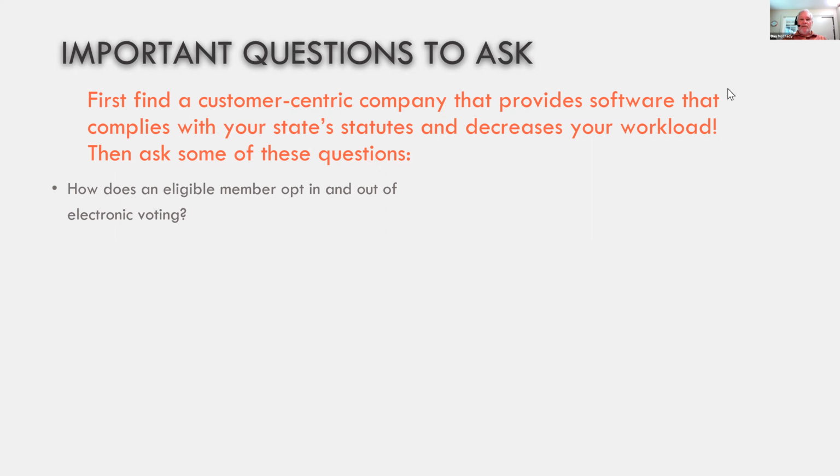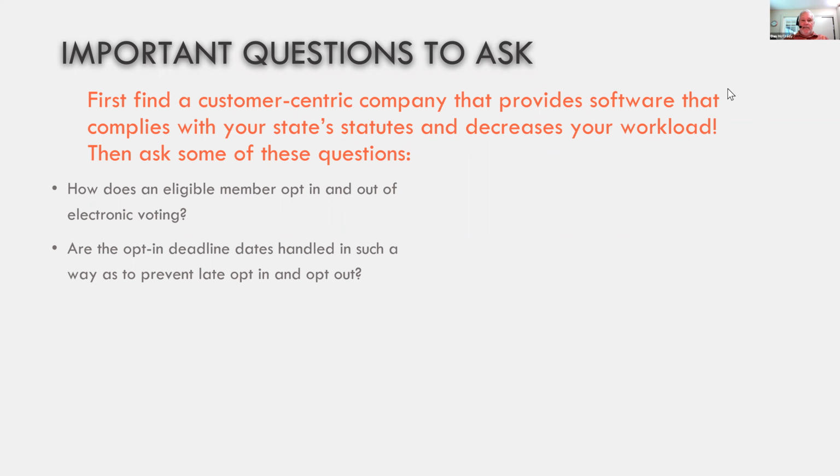And you want to ask the question about this member opting in, which is required in Florida. It's the only state that requires this process. But how does it happen? If it happens with a piece of paper, you're doing all the work, you're doing all the filing, and there is no expiration of this form. If the software is doing it, then you have no work to do. But not all software will do it.